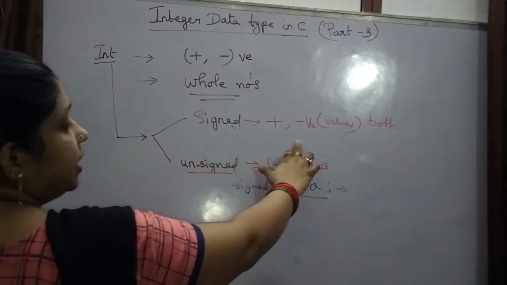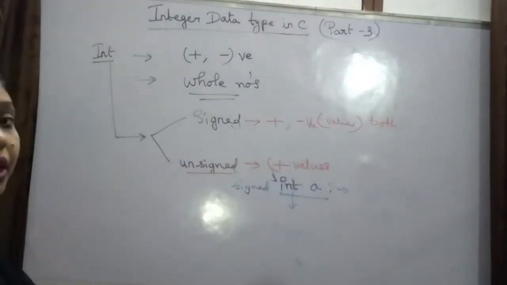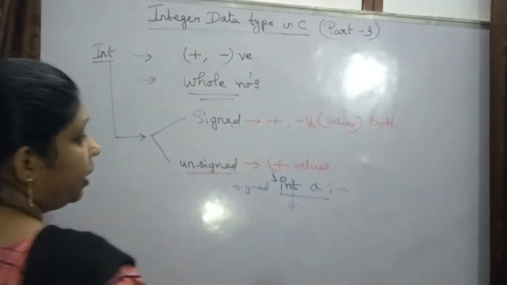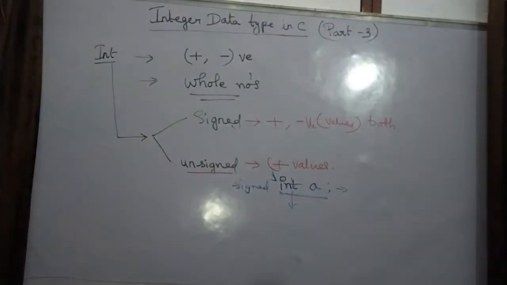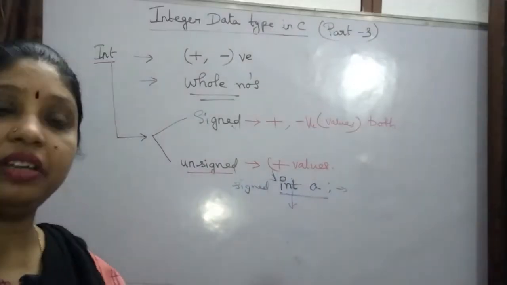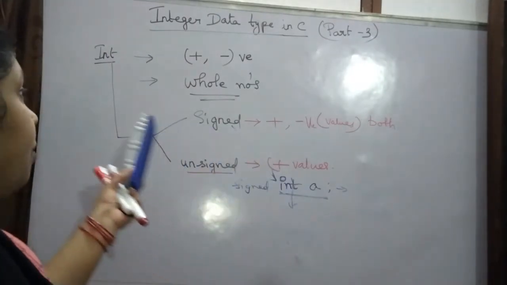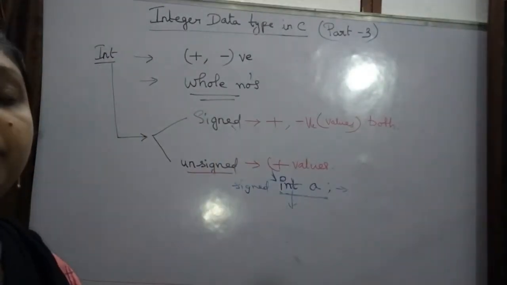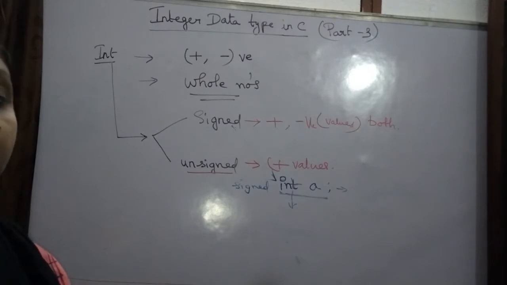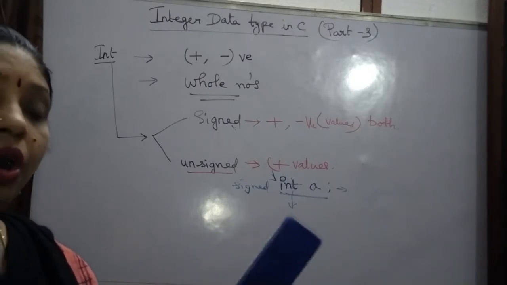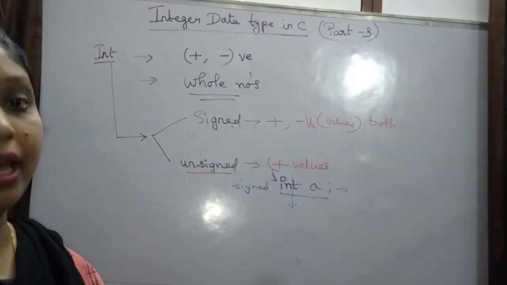Signed will accept positive and negative values. Unsigned will accept only positive values. Now we are going to see the range of this integer. How to find the range of the values? That means how many values it's going to accept.